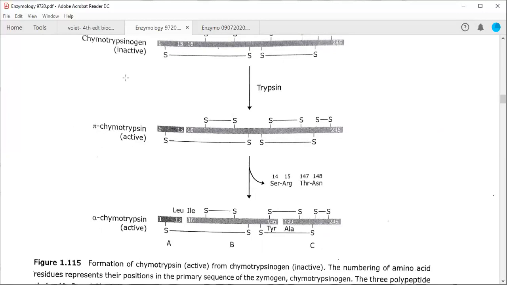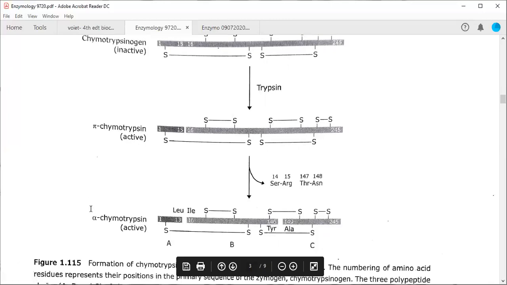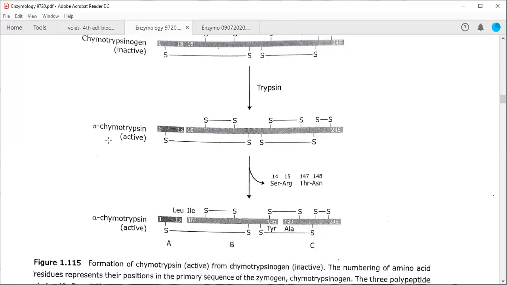You need to remember that the first intermediate that is formed, called pi chymotrypsin, also has some activity, but it is not as active as alpha chymotrypsin, which is formed in the second step of cleavage. Trypsin further cleaves and removes 2 residues. The 15-16 peptide bond is broken in the first step, forming the active pi chymotrypsin. In the second step, 2 amino acids are removed, which are residues 14 and 15. These are S and R.